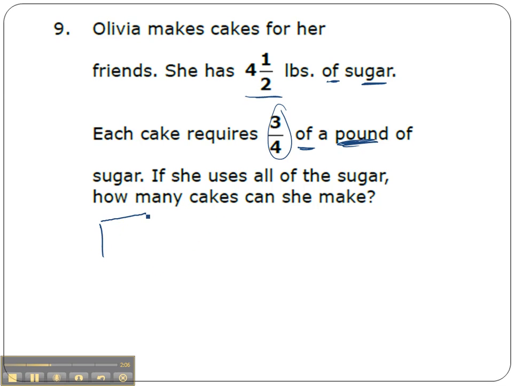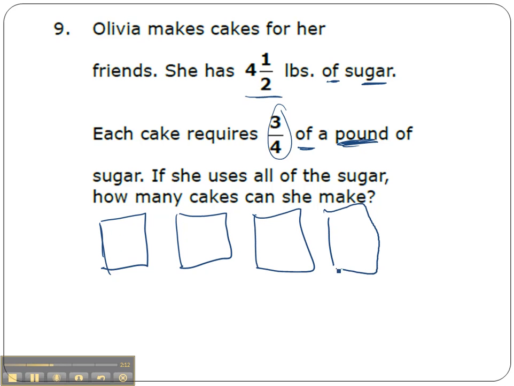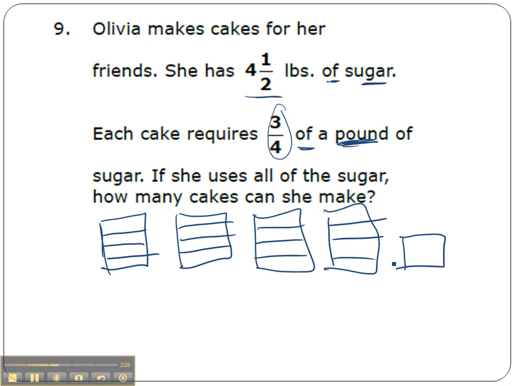Let me draw a model just to visualize this. There's a pound of sugar. There's another pound, third pound, fourth pound, and there's a 1/2 pound. So 4 1/2 pounds. Each cake is going to take 3/4 of a pound. So if we break these whole pounds into fourths, there are 2/4 in this half, and then we can just look at, okay, each cake takes this much, 3/4 of a pound.